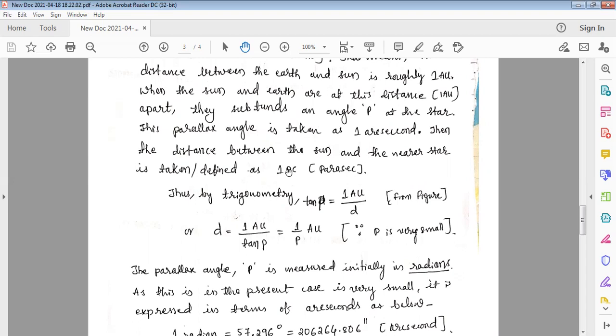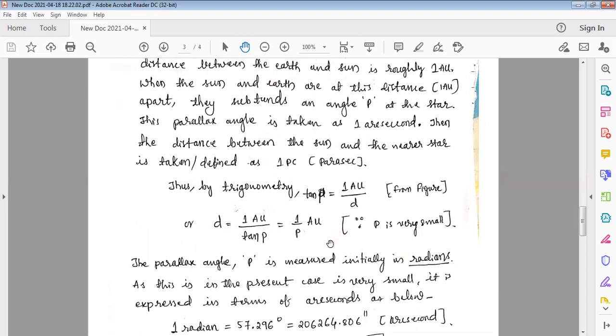When the parallax angle subtended at the star is 1 arc second, then the distance between that star and the Sun is taken as 1 parsec. So this is the standard definition.